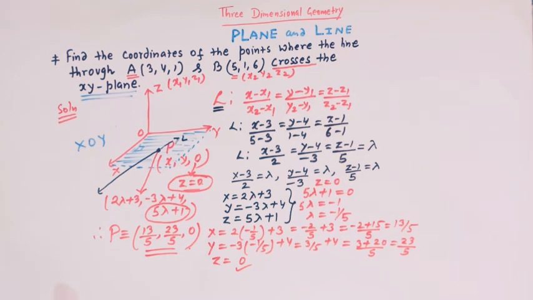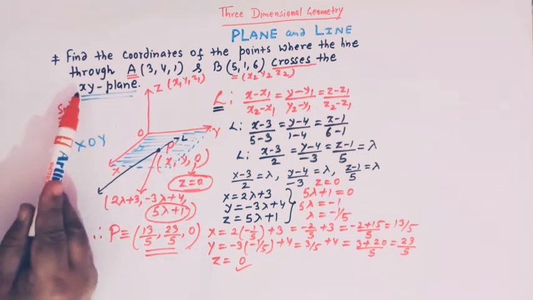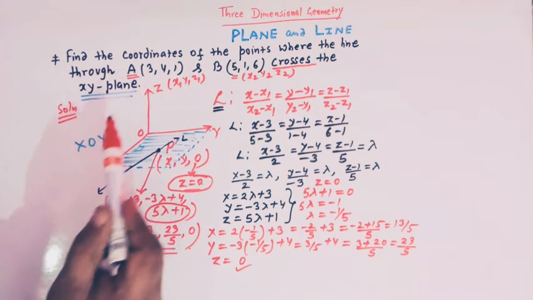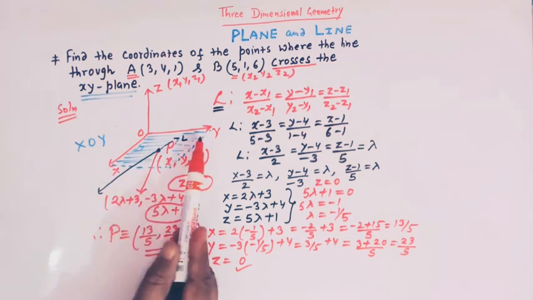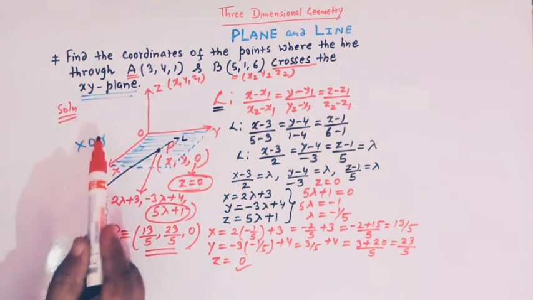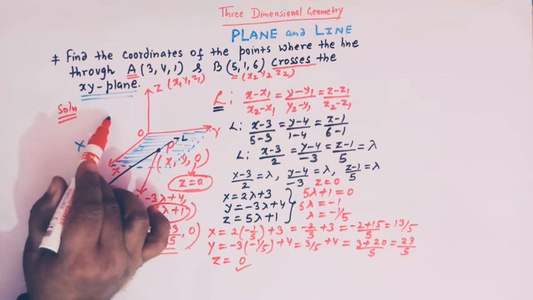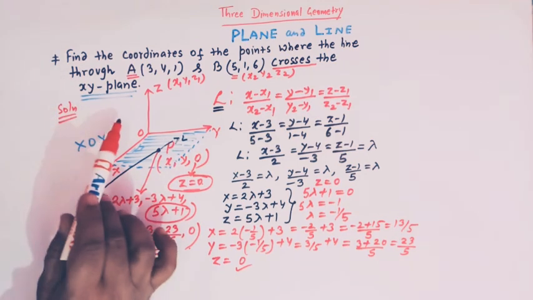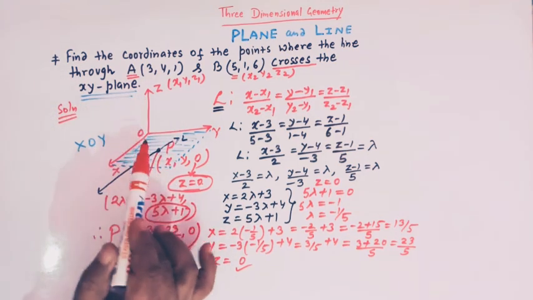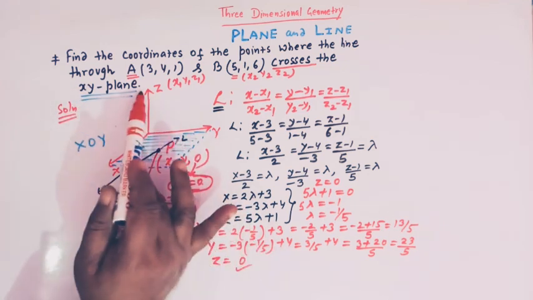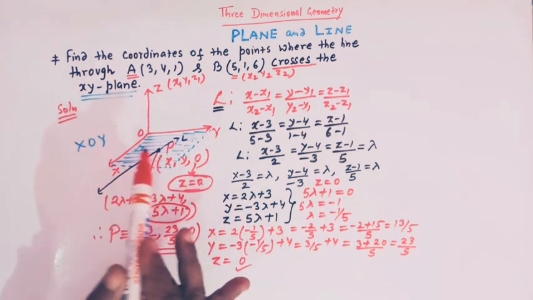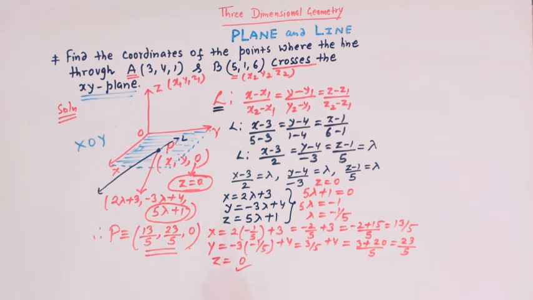Here we have to mention one more important thing: if we have to take the xz plane instead of the xy plane, then in that case we have to make y equal to 0. And if we have to take the yz plane, then we have to equate x equal to 0. So viewers, this is how we solve this problem.